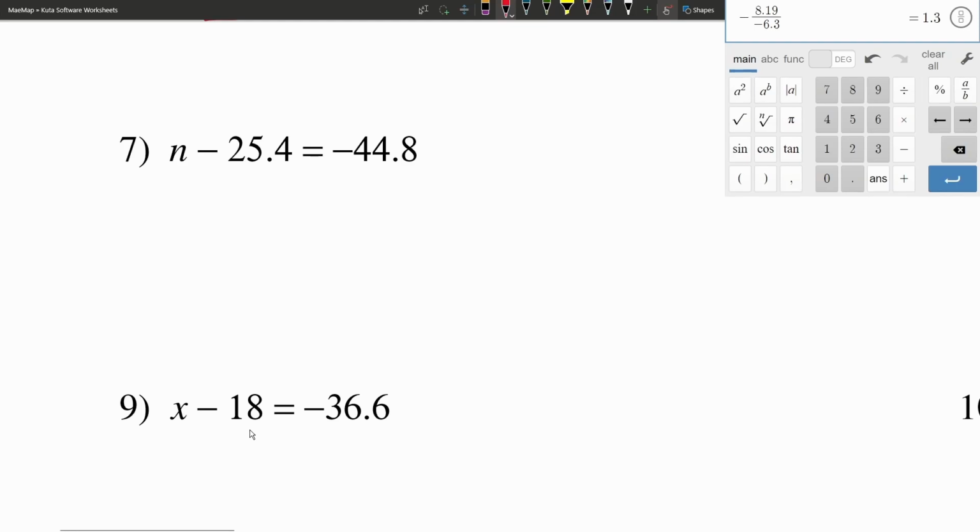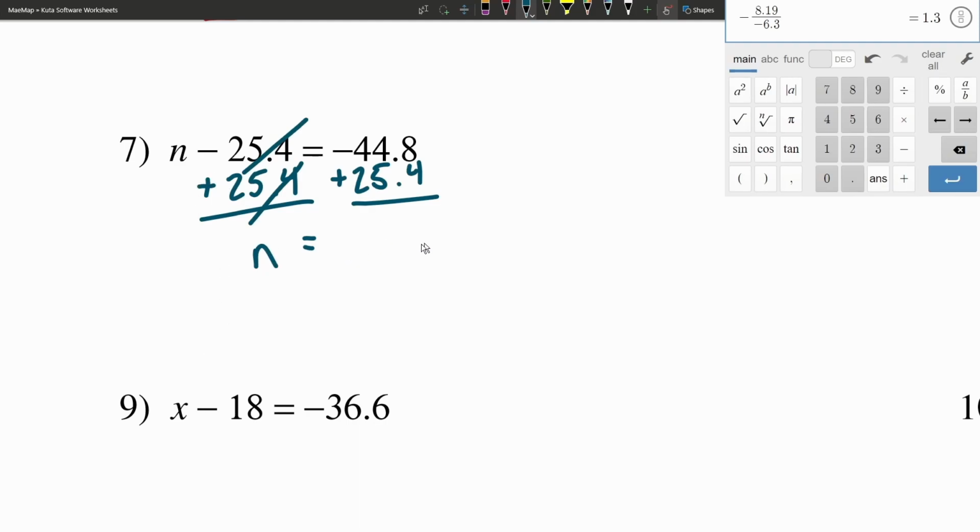In number 7, we have our variable and we're taking away from our variable. In order to cancel out the subtraction, we're going to do a little bit of addition. So we're going to be adding 25.4 to each side. And adding 25.4 to a negative 44.8, we're still going to be in the negatives. So we'll get that n is equal to, this might be easier to think of as 44.8 minus 25.4, because that's going to tell us how far into our negatives we wind up going. We're taking away a positive 25.4 from that 44.8. That's going to tell us how far we still are in our negatives.